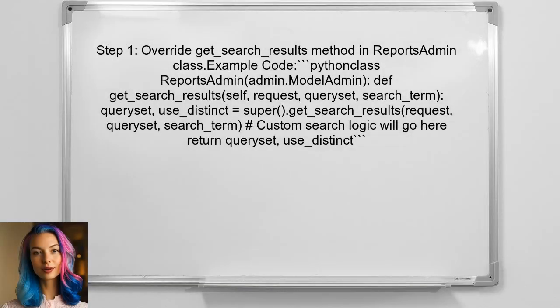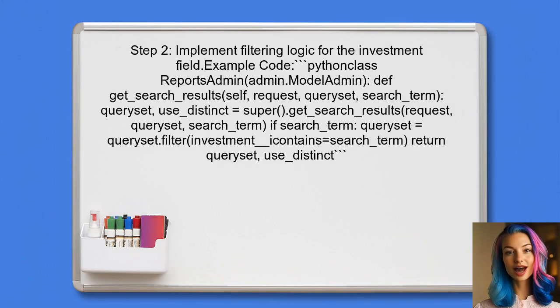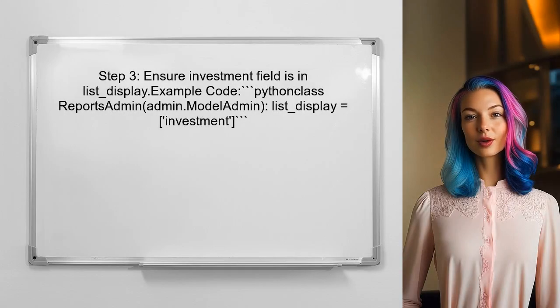To enable searching by the custom field investment in Django Admin, the user needs to override the get_search_results method in their reports admin class. Next, the user should implement the logic to filter the queryset based on the search term. This will allow the admin to search using the investment field. After implementing the filtering logic, the user should ensure that the investment field is included in the list display to make it visible in the admin interface.